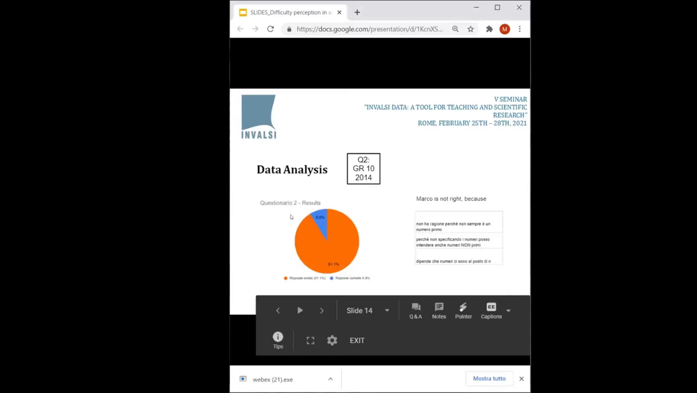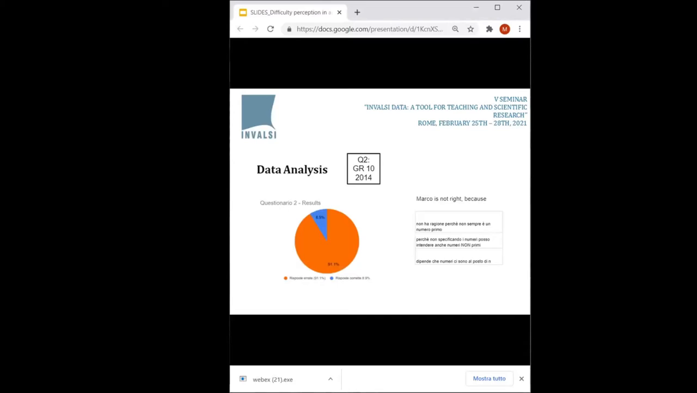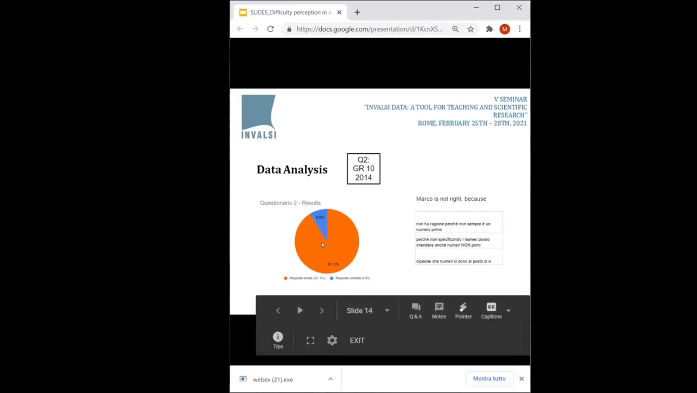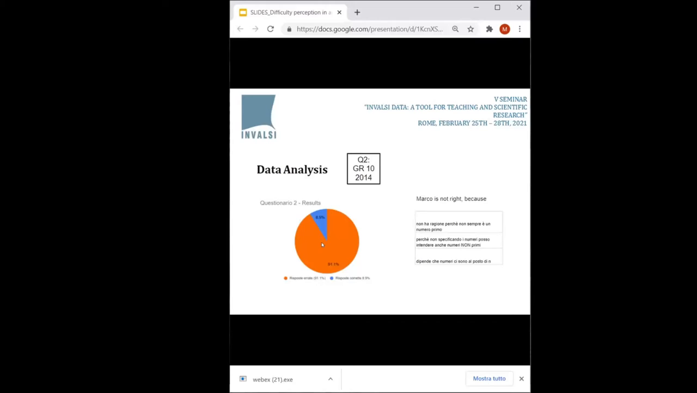For the second task, we have a very low percentage of correct answers. Just 9% of students answered this question correctly. And almost 50% of students understood that Mark is not right, so they chose the right spot where they had to write the answer. But they did not produce a valid justification. Almost all the answers were of the kind no because no, like the first one in the slide. So he isn't right because it's not always a prime number. Or of the kind of the last one, so it depends on the value of n. This is of course true, but it's not a valid justification.